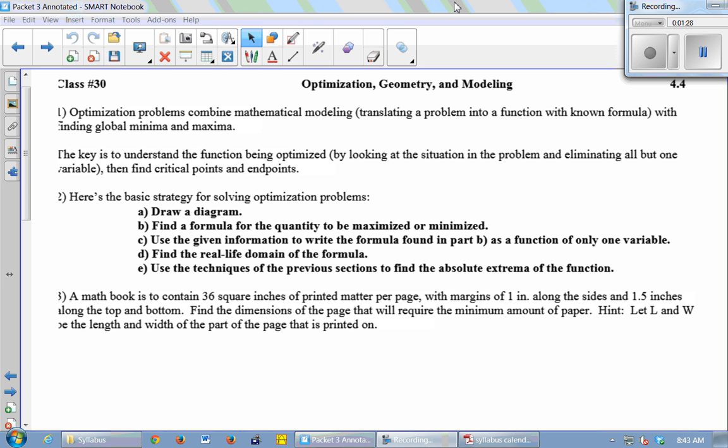Find the real life domain of the formula. So if we were talking volume, length, width, and height, the real life domain would be all positive numbers because you can't have negative lengths, right? And then we use the techniques from the previous sections to find the extrema of the function that we develop.